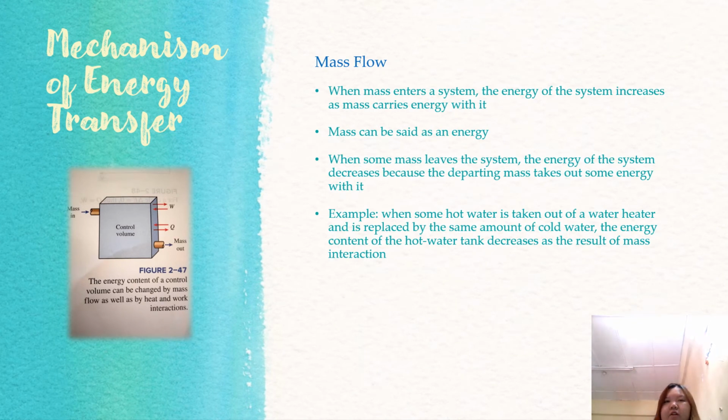Next is mass flow. When mass enters a system, the energy of the system increases as mass carries energy with it. So from here we can say that mass is an energy. When some mass leaves the system, the energy of the system decreases because the departing mass takes out some energy with it. For example, when some hot water is taken out of a water heater and is replaced by the same amount of cold water, the energy content of the hot water tank decreases as a result of mass interaction. You can take a look at the photo here to describe the situation.